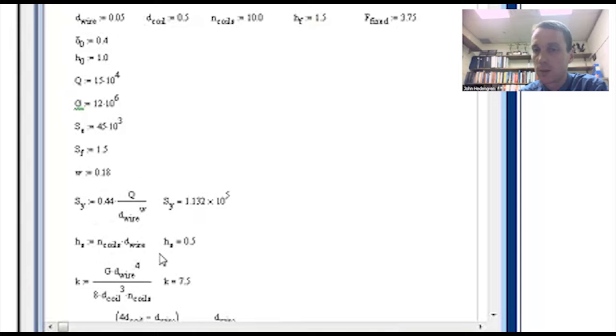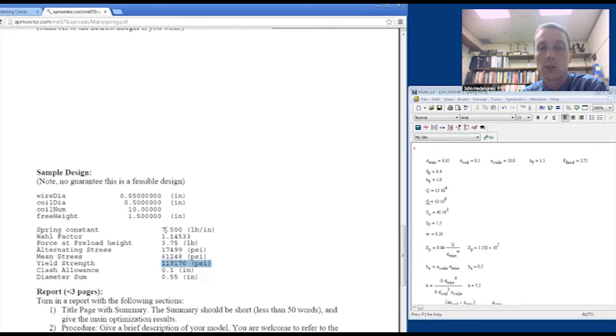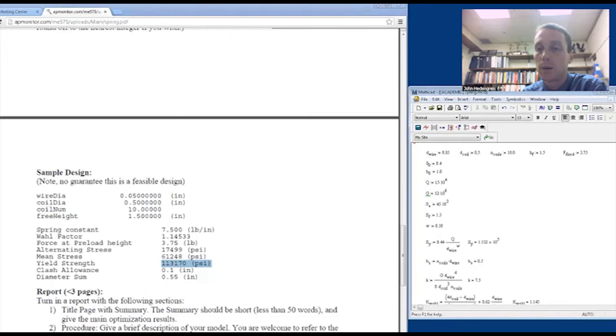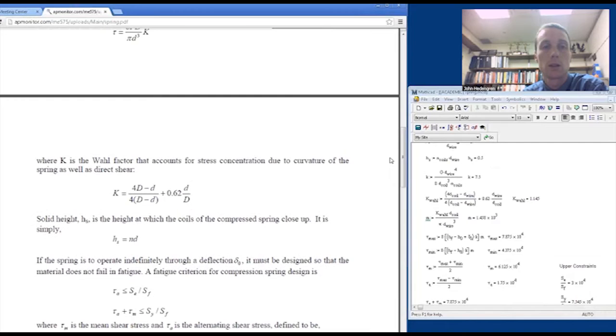Okay, and then we also have the spring stiffness. In that case, this is equation 7.5. Let's just go down and check our 7.5, our spring constant. Okay, and that's equal there. I'm going to just keep going down through these equations. The wall factor, that's the K wall, and it's right here. It's a little bit confusing because you're using capital K and lowercase k. Lowercase k is the spring constant. This is the wall factor.